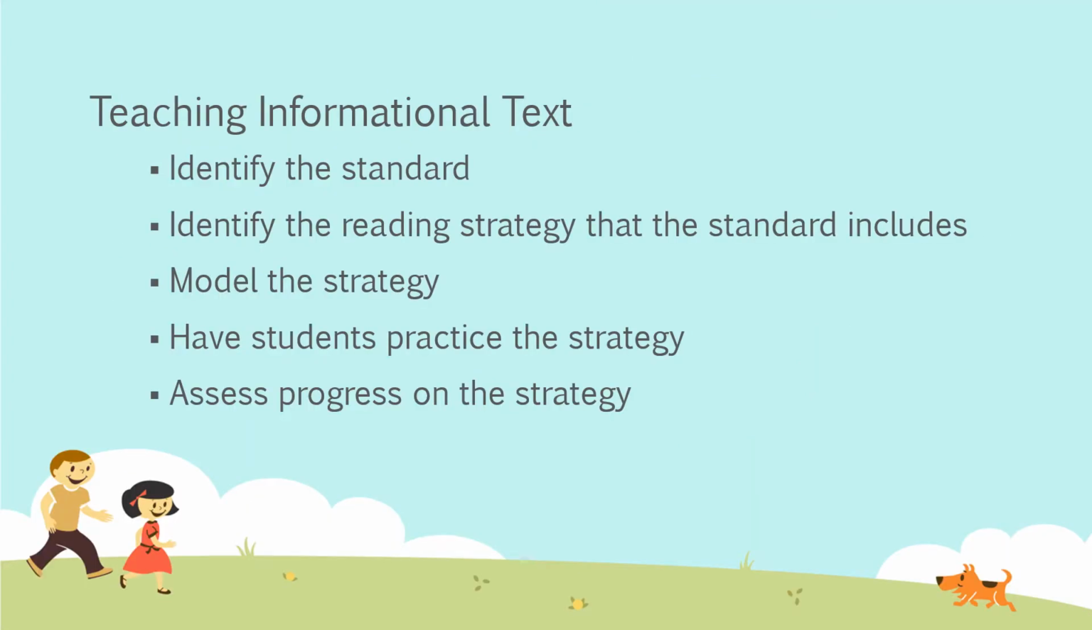When we're teaching informational text, it's easy to get lost in the content and forget that you're teaching reading and not the content of the book. So what you want to do in working with informational text is to first identify the standard that you want to work on, and then identify the reading strategy that standard includes. And I'm going to give you some examples of that. And then you're going to model that strategy for the students, have the students practice the strategy, and then assess their progress on the strategy.